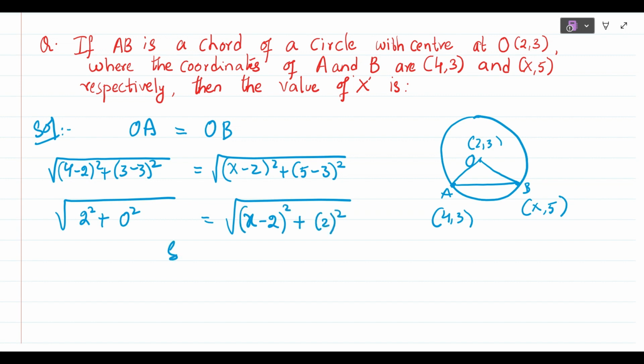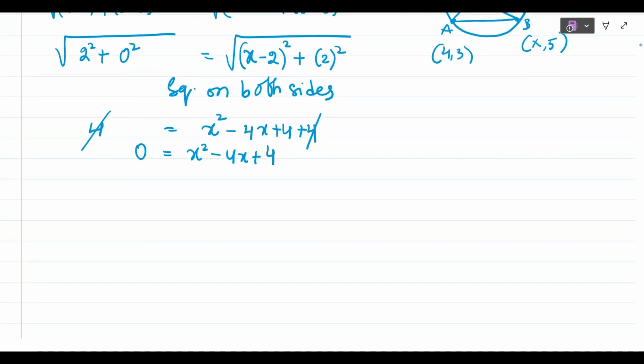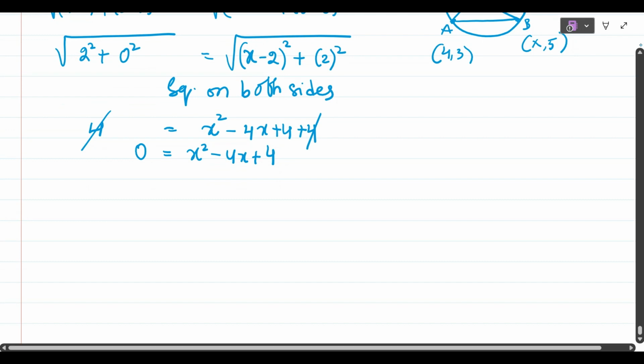Now squaring on both sides, the square roots will be cancelled out. Here it will become 4, and here, applying the a minus b whole square formula, x square minus 2 2s are 4x plus 4, and plus 2 square is 4. Understood? So plus 4 on both sides will be cancelled out. So we got 0 is equal to x square minus 4x plus 4. So what happened here, students? This is a quadratic equation. You have to split the middle term and solve.